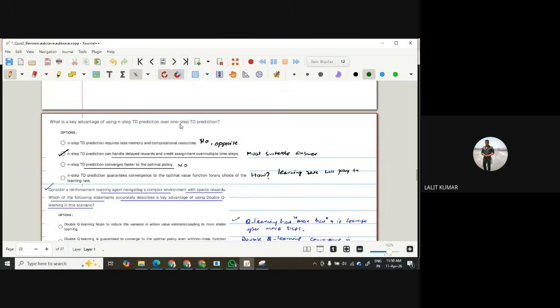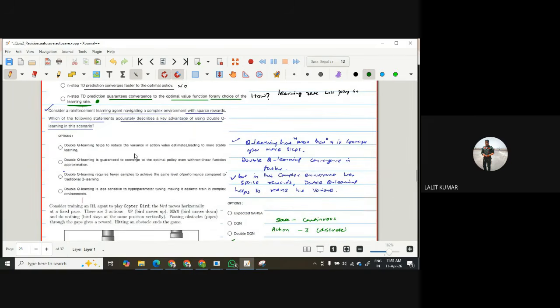Now, what is the key advantage of using n-step TD prediction over one-step TD prediction? N-step TD prediction requires less memory, which is incorrect. N-step TD prediction can handle delayed rewards and credit assignment over multiple time steps. This is the most suitable answer. N-step TD converges faster to the optimal policy? No, because it is quite long. It guarantees convergence for any choice of learning rate? There is nothing about learning rate in that, and this is incorrect.